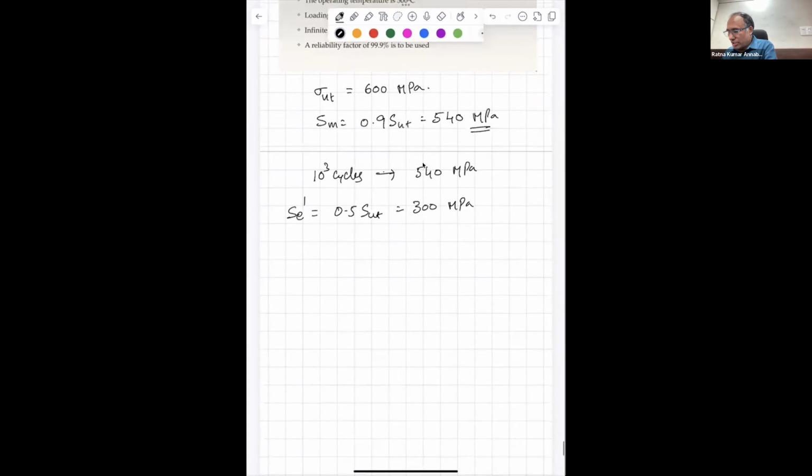Now you need to do the corrected endurance strength, that is C size, C load, C temp, C surf, C reliability, and what else? If I forget anything, I will get there. Right now, let us look at the problem.